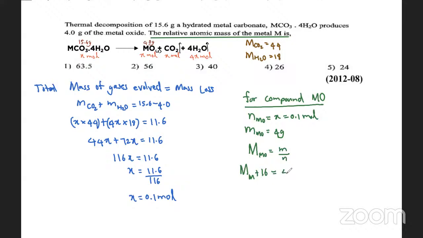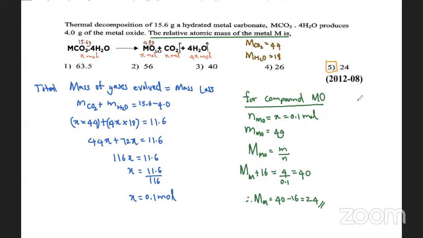Mass is 4, number of moles is 0.1, so that is 40. By dividing MO's mass by its number of moles, you get the total molar mass, which is 40. And the molar mass of MO is the molar mass of metal M plus the molar mass of oxygen, 16. So what is the molar mass of M? 40 minus 16, it is 24. So it looks like it is magnesium. Therefore the answer is the fifth one.